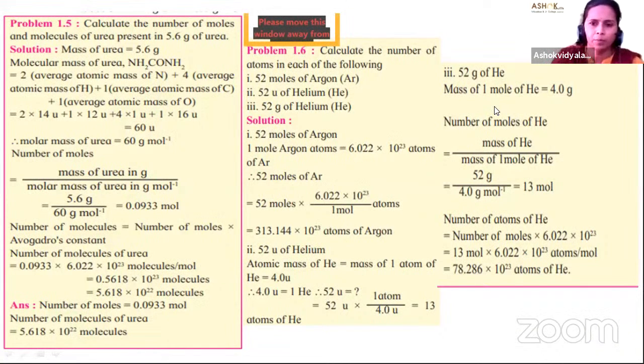So first we calculate the mole. Mole information is not given here. In the first problem, in argon, the mole was given. Here we will calculate the mole. By the standard condition, the mass of 1 mole of helium is equal to 4. Then 52 gram of helium is equal to how many moles? So it comes to 13 moles. Now you know the moles, so you can calculate the number of atoms of helium. Just multiply with the Avogadro number: number of moles of helium into 6.022 into 10 raised to 23. So it is 78.286 into 10 raised to 23 atoms of helium.